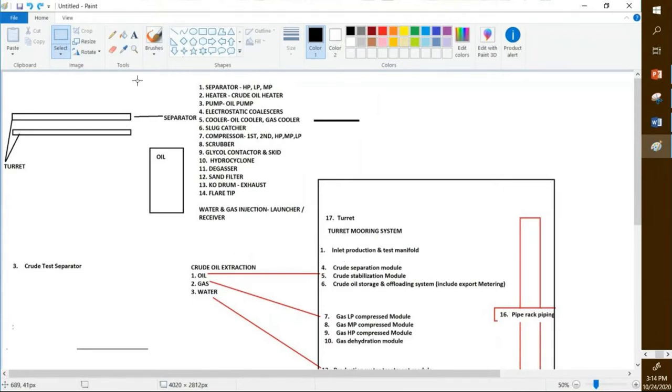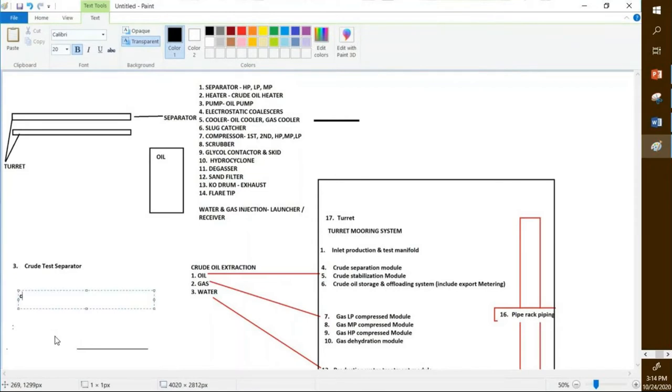Can you tell me? For crude separation, we have the separator, like three separators, right? Separator. Before that, if a slug catcher is required, the slug catcher will also come into the picture.